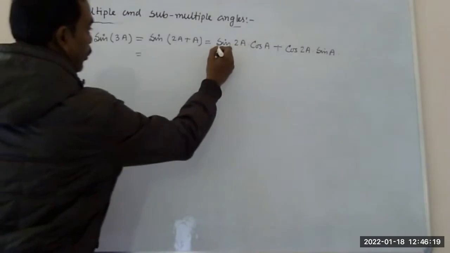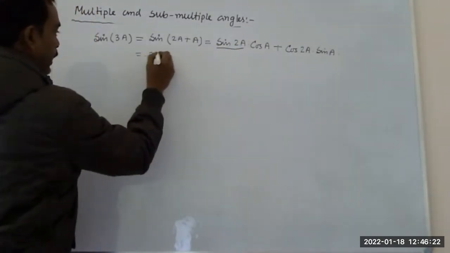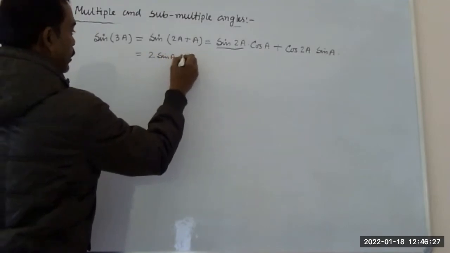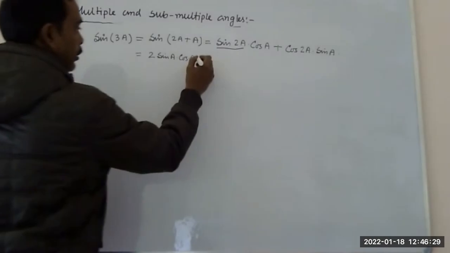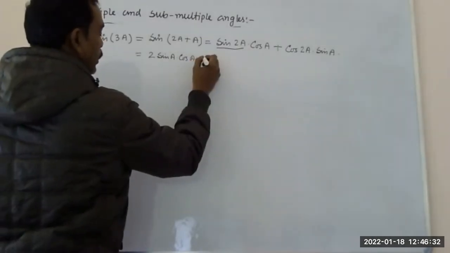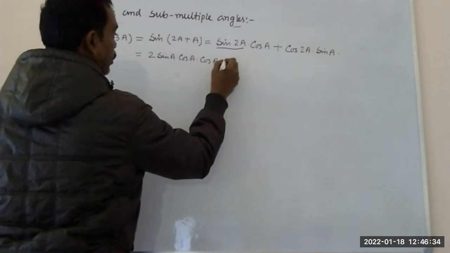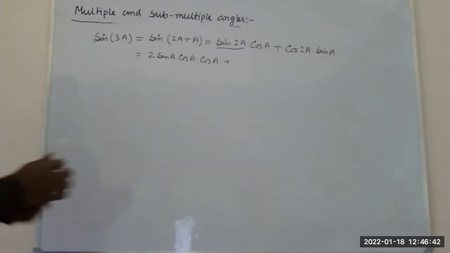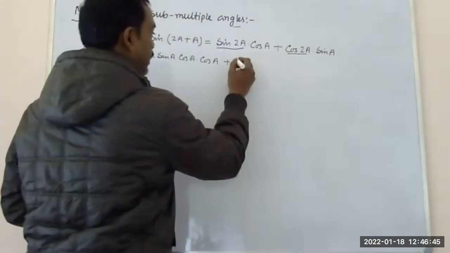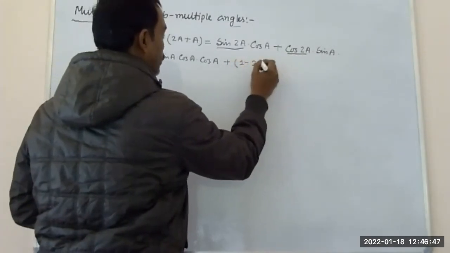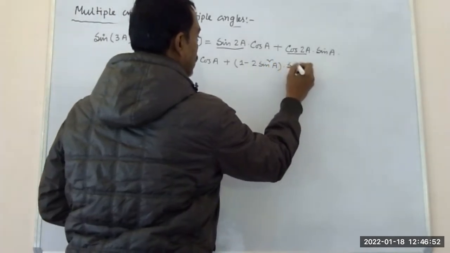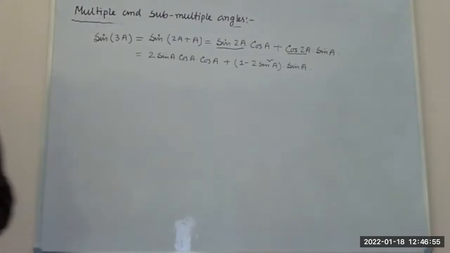Now, what is the formula of sin 2A? The basic formula of sin 2A is equal to 2 sin A cos A. Into cos A, so we are putting that here, plus. Now the formula of cos 2A involving sine, that is 1 minus 2 sin square A, into sin A. Can you write this?